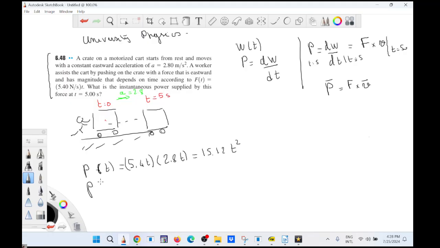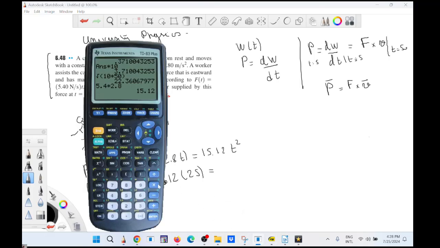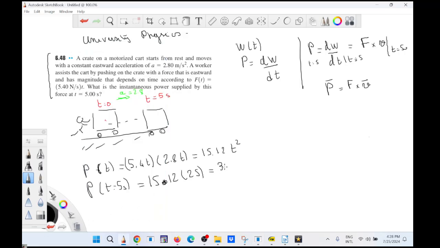So the power at a given time, so t equals 5 seconds. So the power delivered at that time, it's going to be 15.12 times 25. That's going to be about 378 watts.